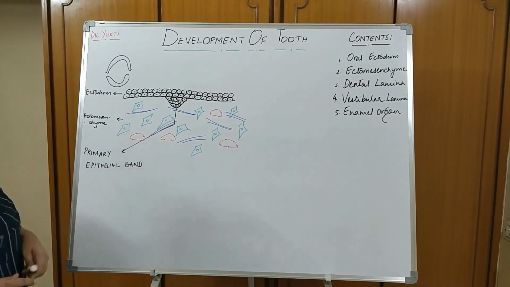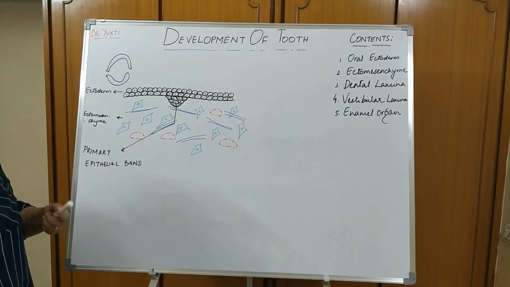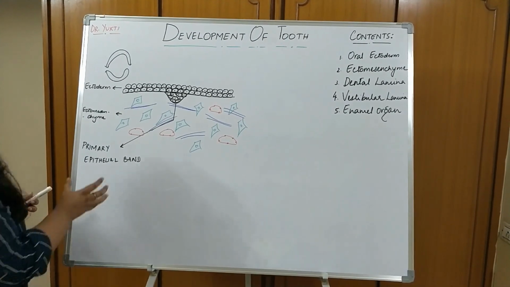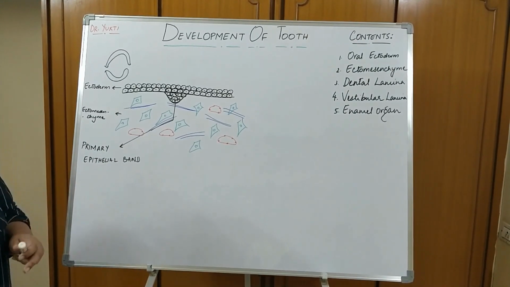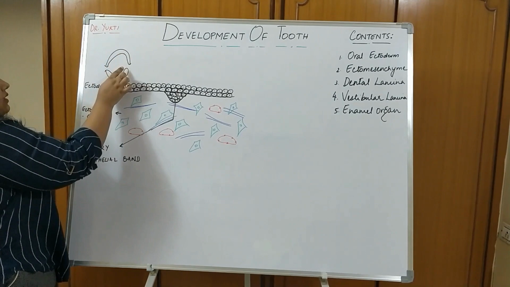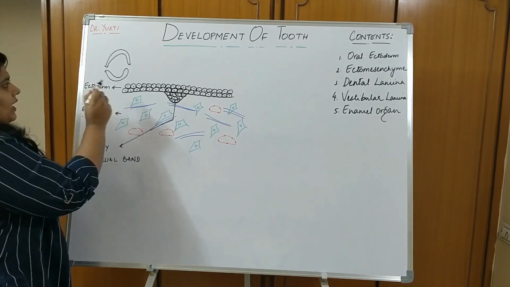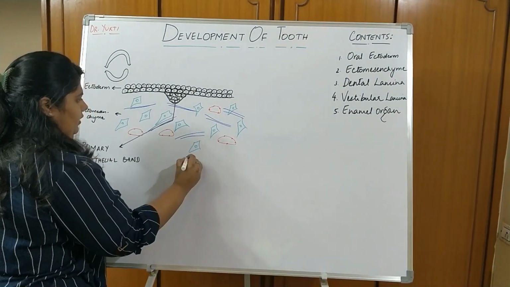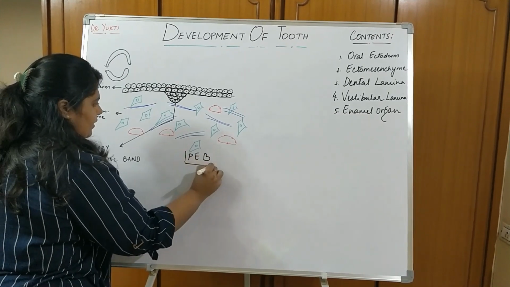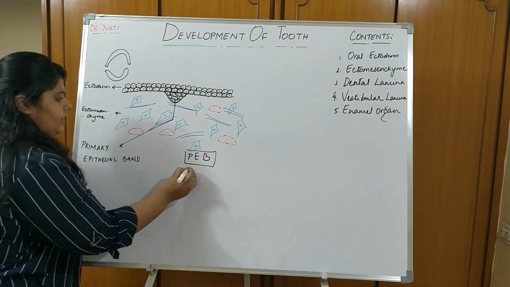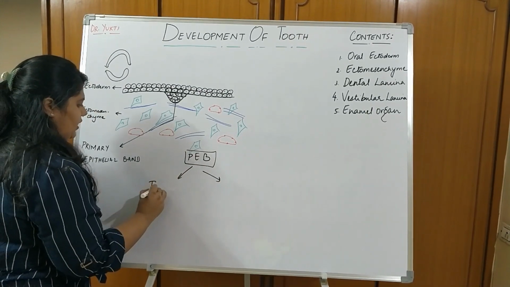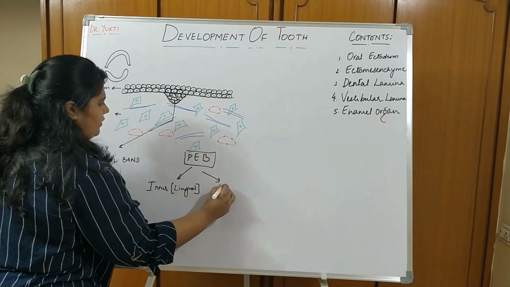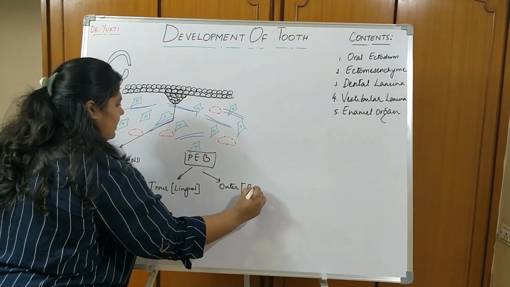Now, this primary epithelial band again shows rapid mitosis. So as we are talking, this mitosis keeps on taking place, okay? And this primary epithelial band then gives 2 extensions. So once these arches are formed, from here again it gives 2 extensions, one on the inner side, let me draw it here. This is the primary epithelial band, right? It gives 2 extensions, one on the inner side, that is the lingual side, and one on the outer side, which is the buccal side.